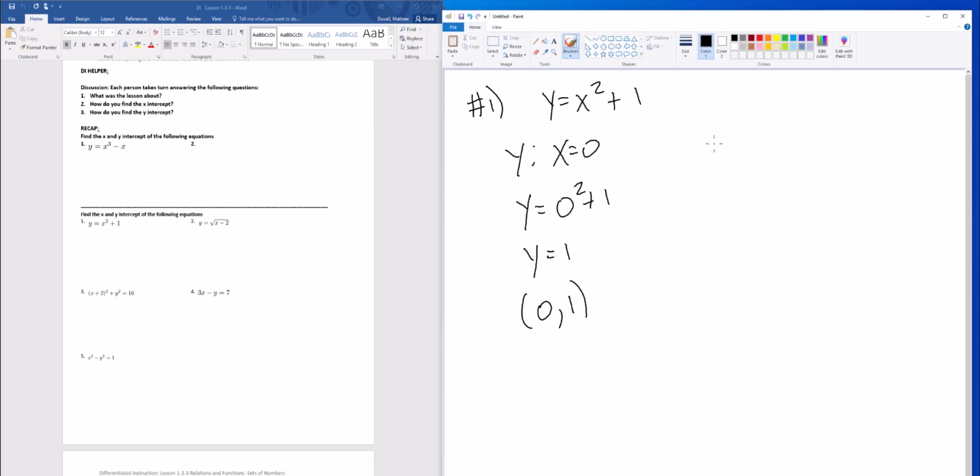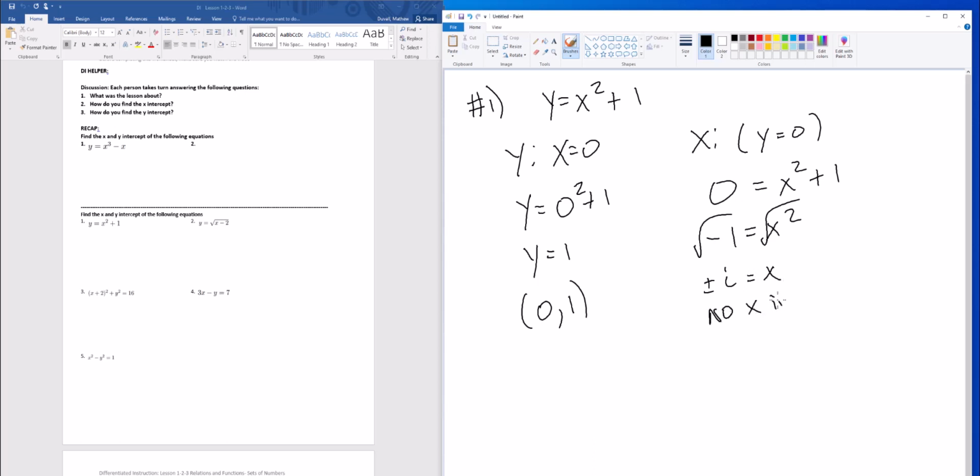To find the x-intercept, you set y equal to 0 and solve. So if I plug in 0 for y, now I need to solve that: subtract 1, square root both sides. So you're going to get plus or minus i equals x. Since I'm not getting a real number, there are no x-intercepts.